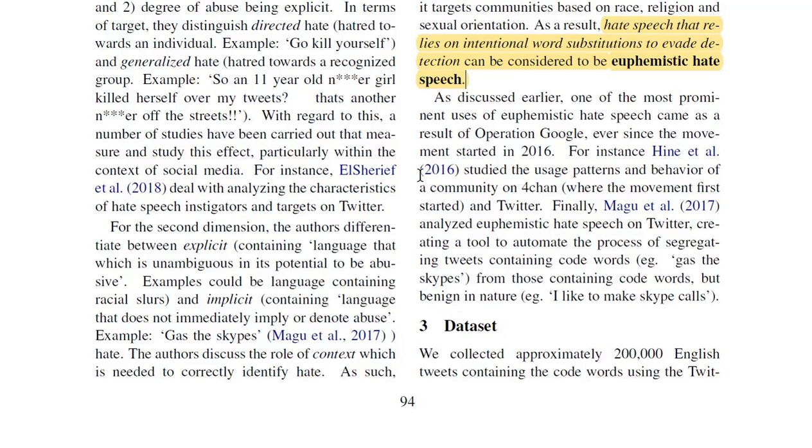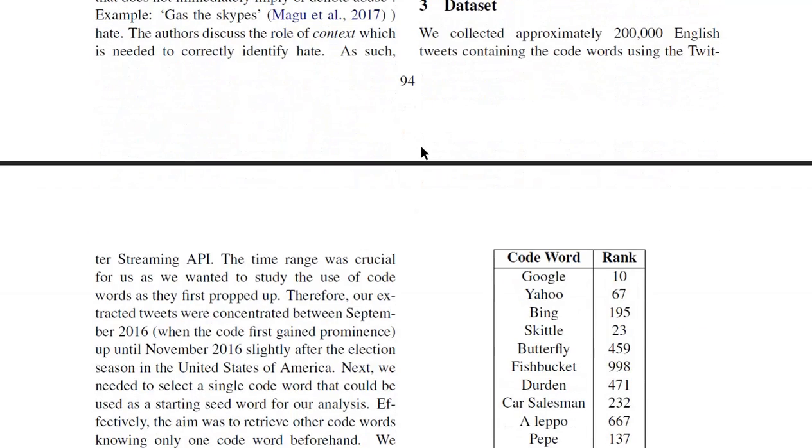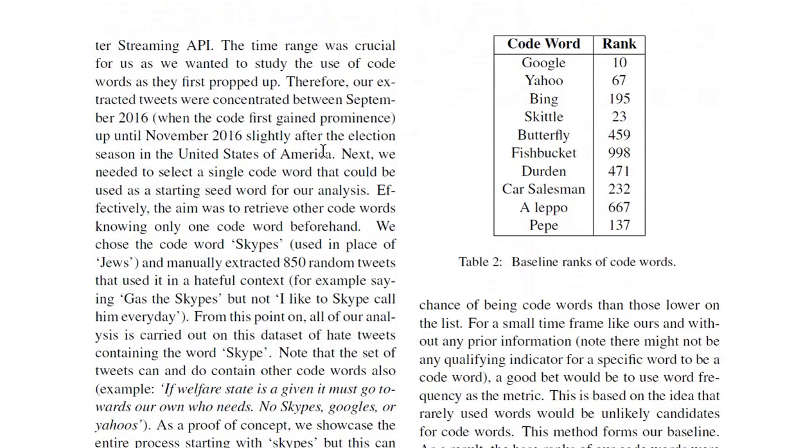So the code words are generally words which are used in the wild pretty often. So you also need to be able to distinguish between people who are using these code words intentionally and people who are using these code words in their real sense. Alright, so the dataset: we collected approximately 200,000 English tweets containing the code words using the Twitter streaming API.